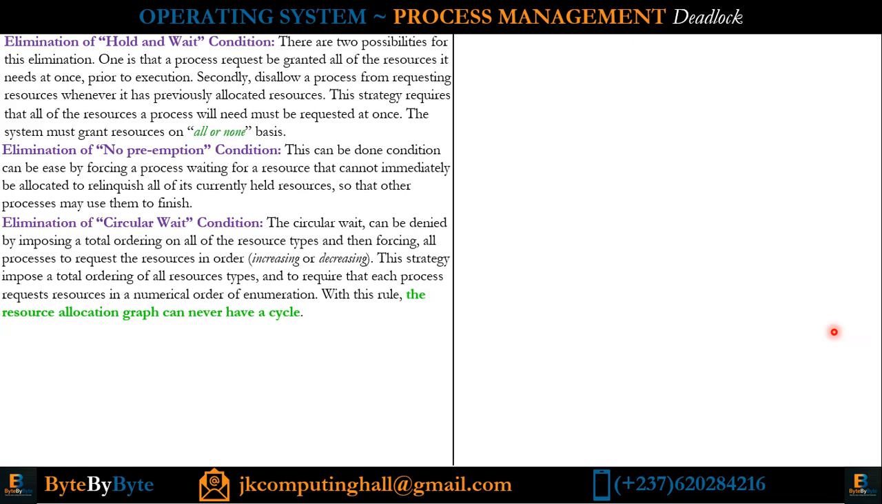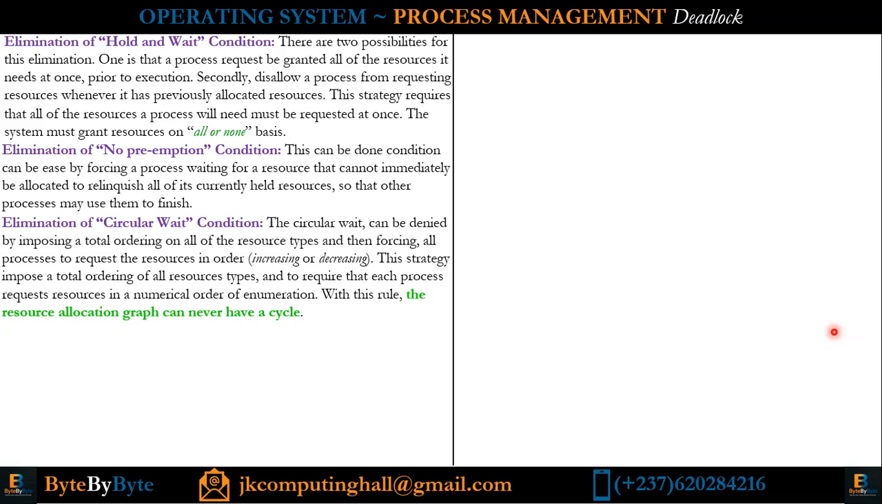Lastly, to eliminate the circular wait condition, circular wait can be denied by imposing a total ordering on all of the resource types and then forcing all processes to request the resources in order, that is increasing or decreasing. This strategy imposes a total ordering of all resource types and requires that each process requests resources in a numerical order of enumeration. With this rule, the resource allocation graph can never have a cycle, which is correct.